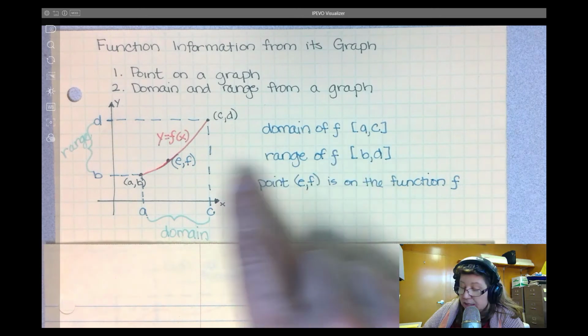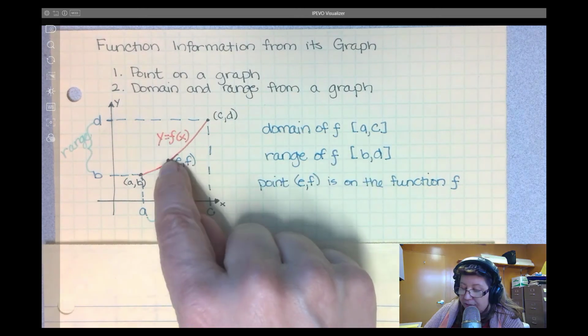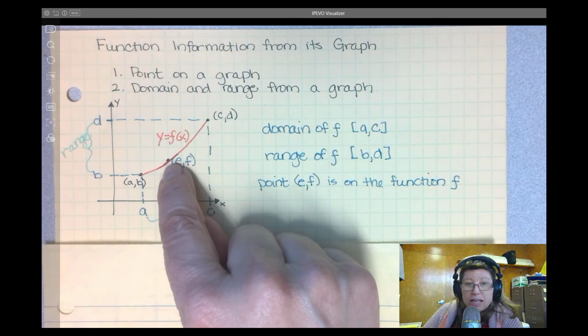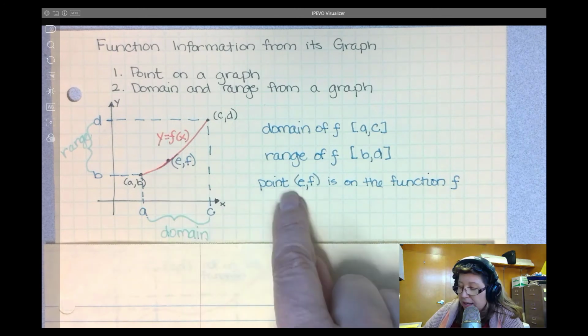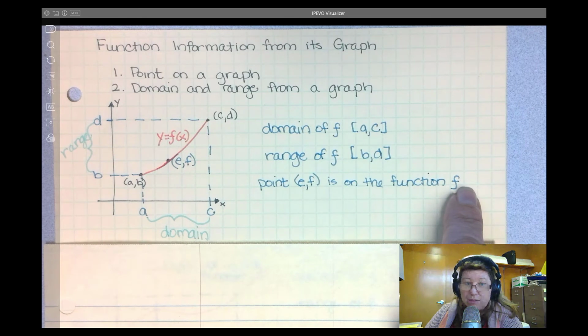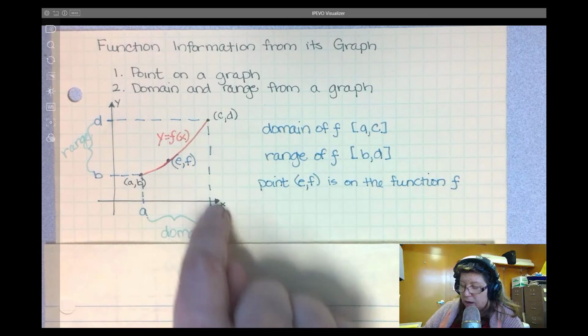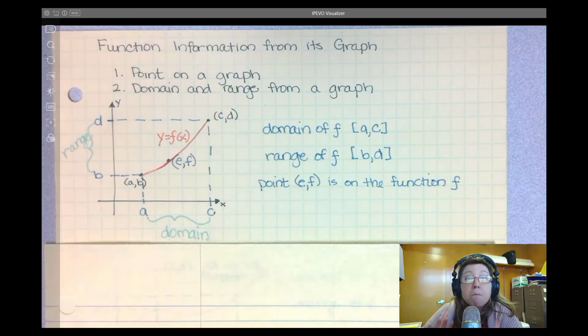Now we can also see, is this point (E, F) on our function? Just by eyeballing it, yeah, I can see that it's on our function. So point (E, F) is on the function f. Looking at the graph is really kind of simple to figure out where your domain and range are most of the time. Of course, there are those instances where it's like, what?